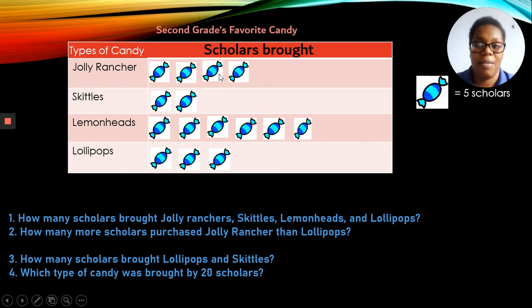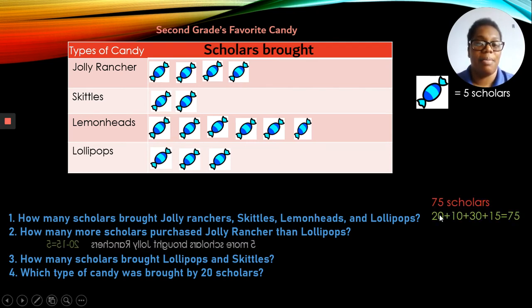What's the next one? 10. You got it. 15, 20, 25, 30. You keep on going. 40, 45, 50, 55, 60, 65, 70, 75, 80. Is that correct? Let's count that again. 5, 10, 15, 20, 25, 30, 35, 40, 45, 50, 55, 60, 65, 70, 75. That's how you get the first answer. 75 scholars. You add it up.